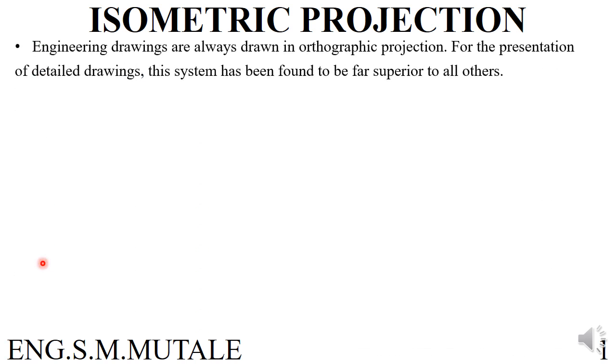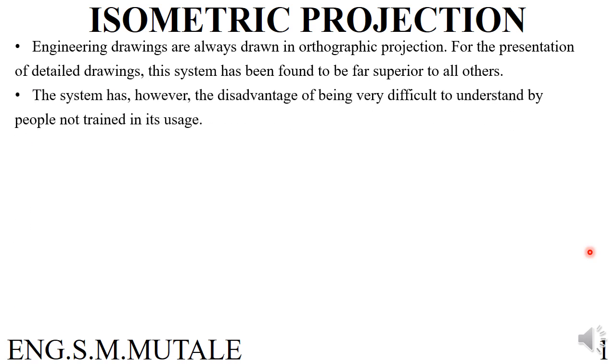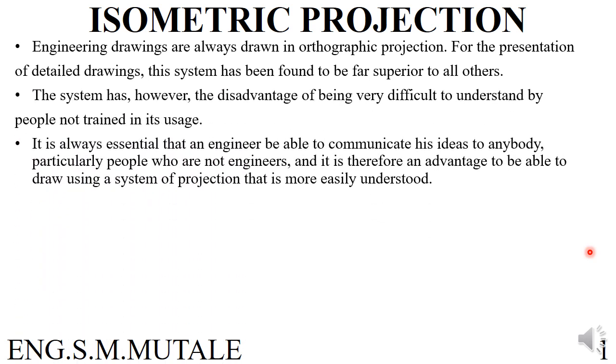Engineering drawings are always drawn in orthographic projection. For the presentation of detailed drawings, this system has been found to be far superior to all others. Essentially, isometric projection is a projection we use to represent 2D objects in 3D.